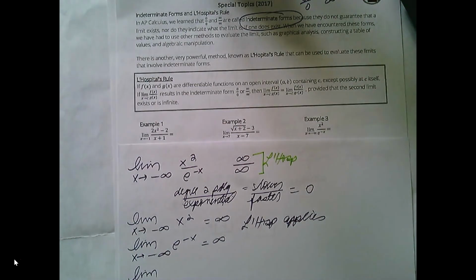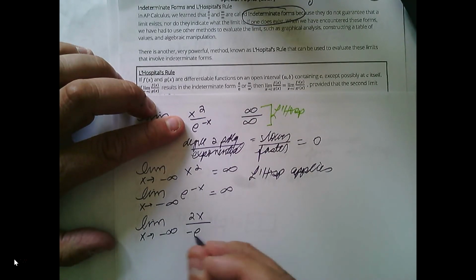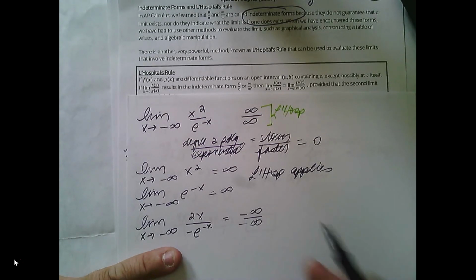So we take the limit as x approaches negative infinity, derivative of the numerator, 2x, derivative of the denominator, derivative of e to the negative x is negative e to the negative x. What happens as x approaches negative infinity? In the numerator, you get negative infinity. In the denominator, as x approaches negative infinity, e to the negative x approaches positive infinity. With that negative in front, the top approaches negative infinity, the bottom approaches negative infinity. Indeterminate form. You have to use L'Hopital.